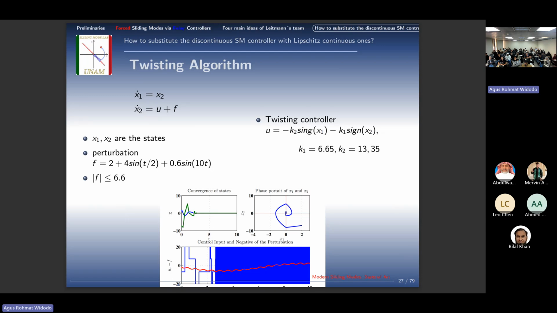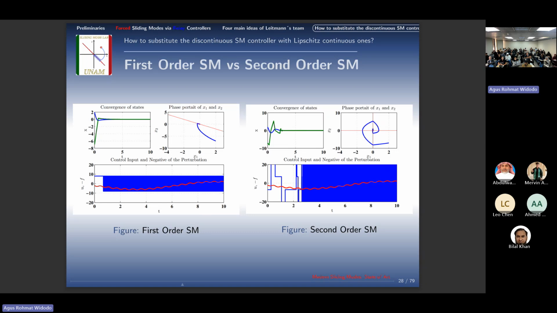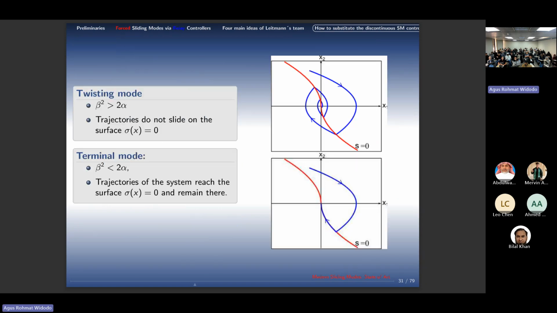And this is a phase portrait, and here is a comparison. The comparison is that, okay, in the first order, you have a surface and you will be attracted to 0. In the second order, you don't need a surface, you will go directly to 0. But if you look at the control signal, it will be even more chattering. So you will ask me, why have you done it, guy? The answer is here.